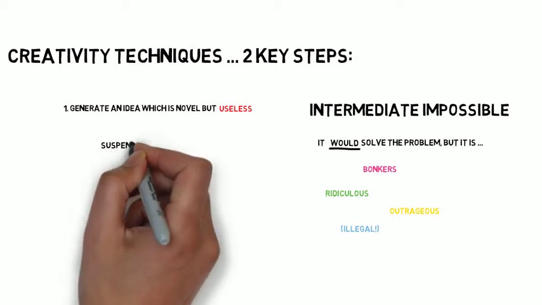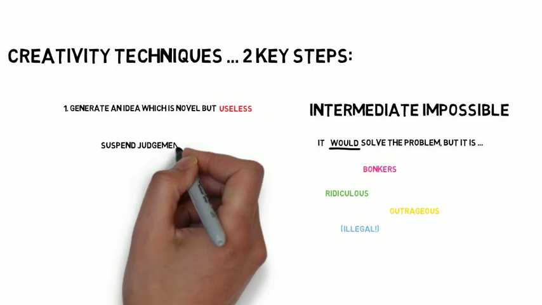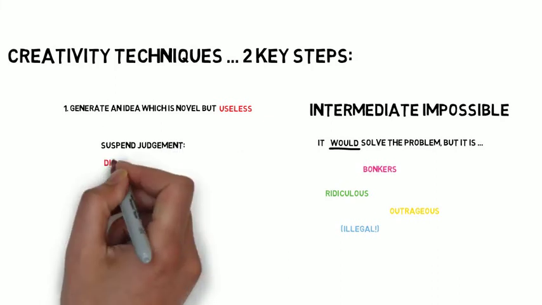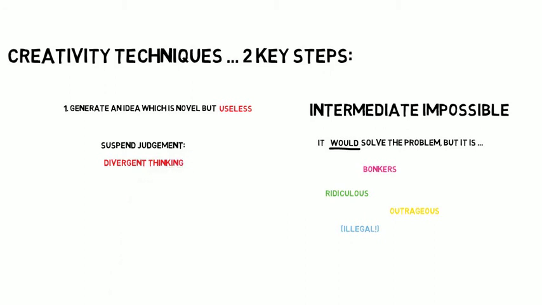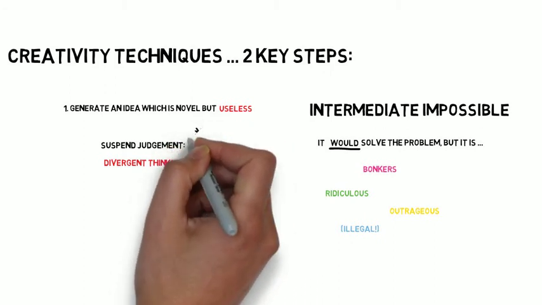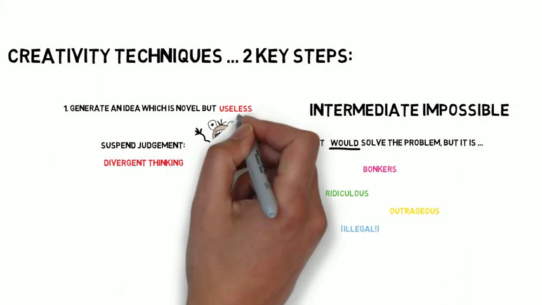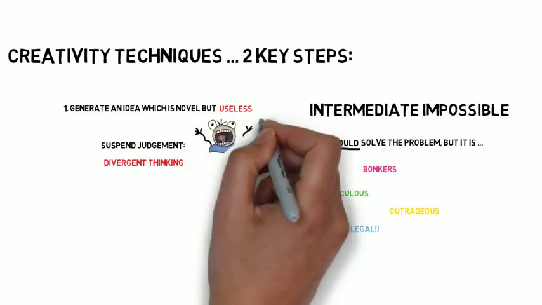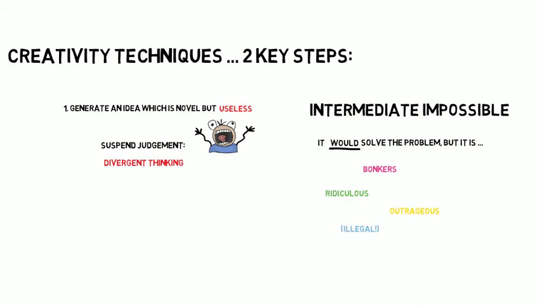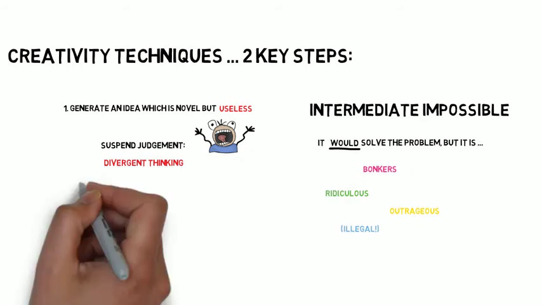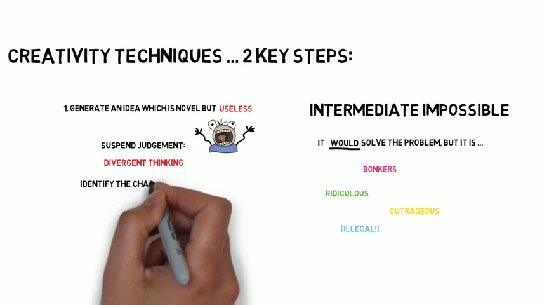This process of generating the intermediate impossible involves the suspension of judgment and what we refer to as divergent thinking. This is the point that many adults tend to freak out when it comes to the creative process, because they didn't get where they are today by generating useless ideas, and yet this is the essential first step of any creative process. Once we've generated an idea that's both novel and useless, the next stage is to identify the key characteristics of that solution that make it work.